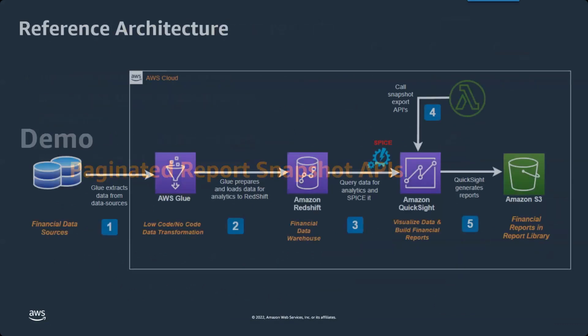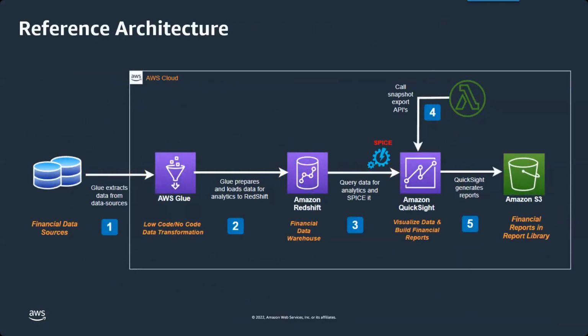This is a simple sample architecture that we've used to generate the financial statements. We extract the data from different data sources and run a small pipeline through Glue to prepare the data and load it into Redshift, then build the reports in QuickSight, and then call the APIs to generate a report in an S3 bucket.